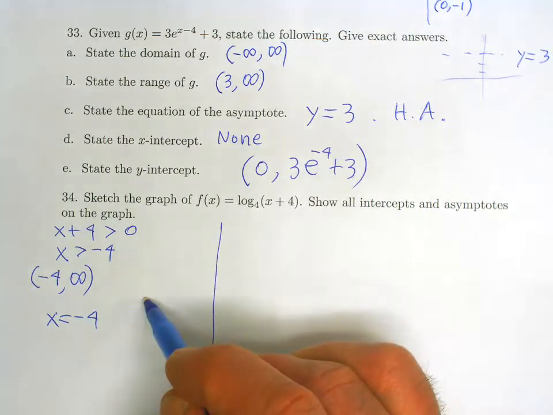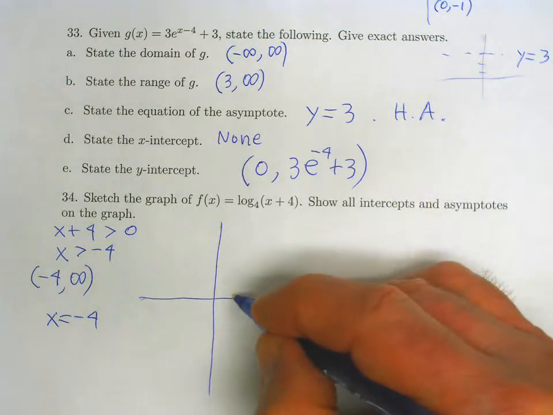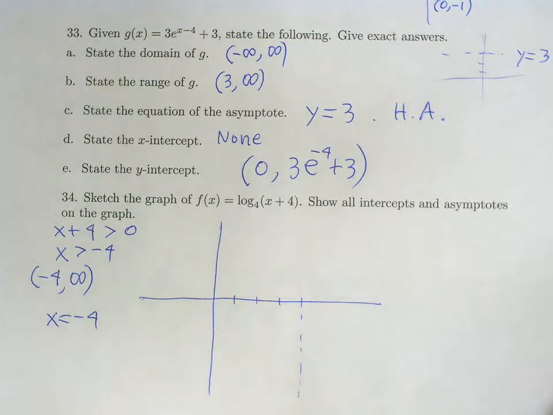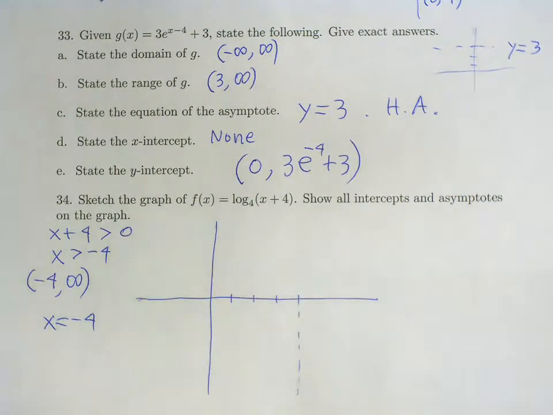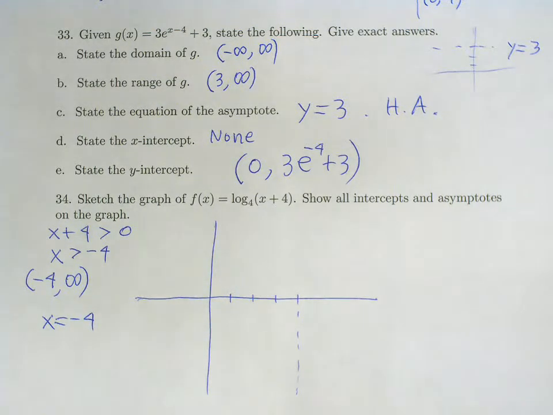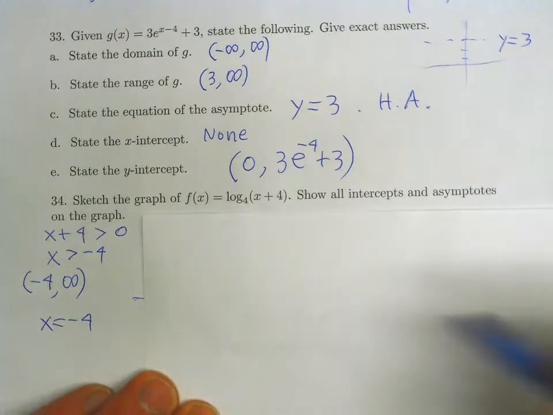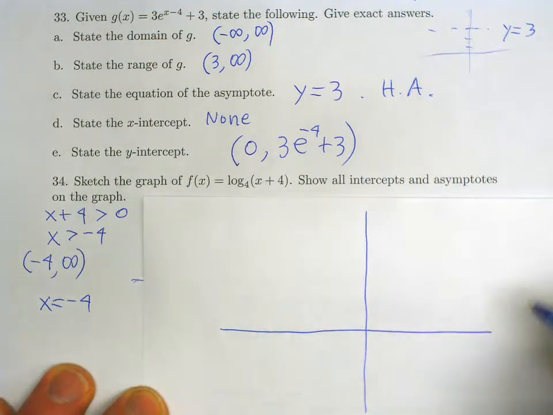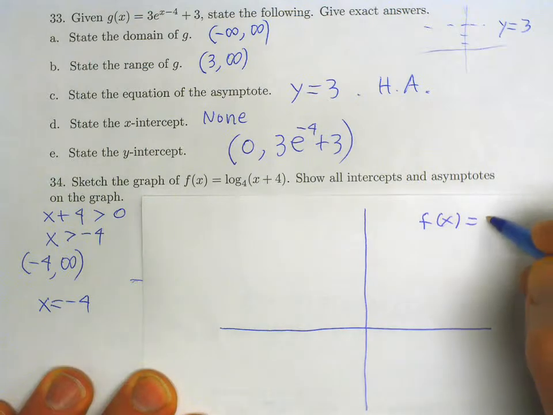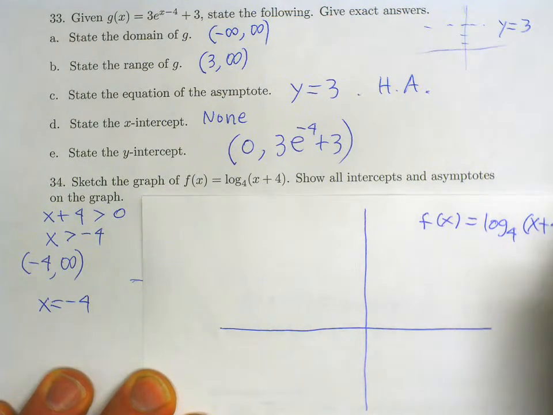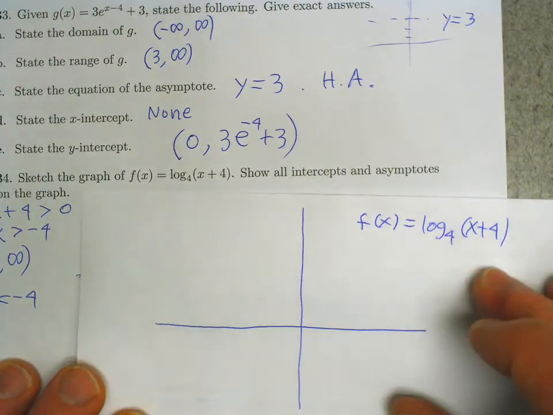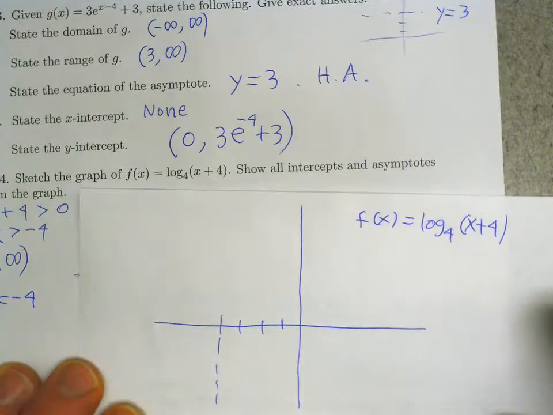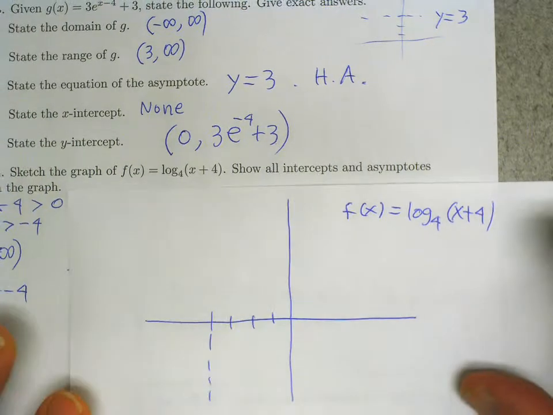Okay, so we'll sketch a graph. So it's clear over here, x equals, whoops, sorry. I'll get another piece of paper. If I use pencil, I could erase it. Okay, so we're going to graph f of x equals log base 4 of x plus 4. So the vertical asymptote is x equals -4. And then we can plot a bunch of points.